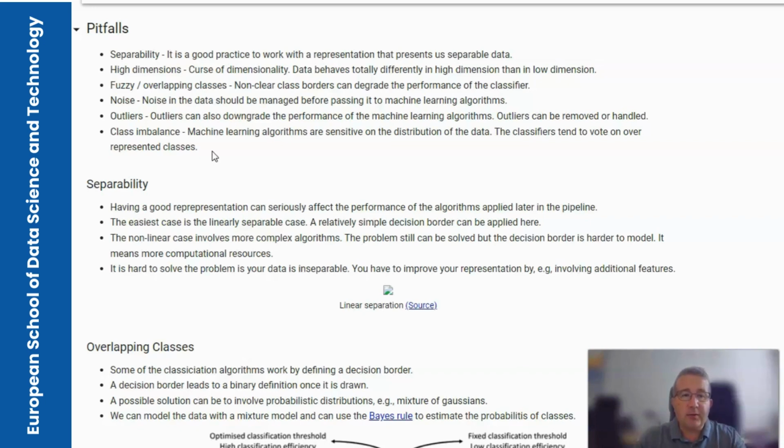Overlapping classes are also a problem. It's a synonym to separability. So non-clear class borders can degrade the performance of the classifier. And noise is a totally normal issue for real-world data. I work a lot with sensors these times, and cameras are also sensors, can be treated as sensors, and the natural phenomena of sensors is that they add noise to your data, which noise should be processed and hopefully eliminated.